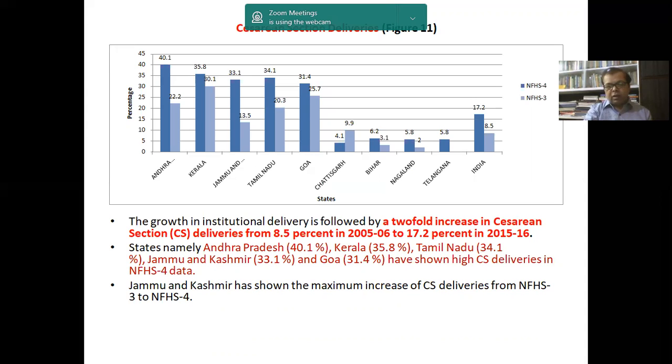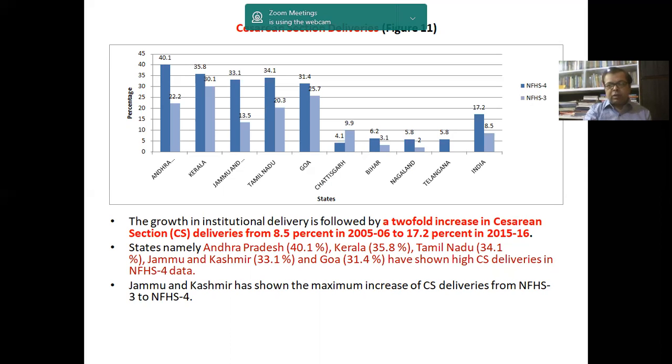Now, if you see this growth from 8.5% to 17.2%, it appears to be very nominal. But if you see these rates in some specific states, for example, Andhra Pradesh, Kerala, Tamil Nadu, Jammu and Kashmir, and Goa, we find that these rates are very high. In Andhra Pradesh, 40%, Kerala 35.8%, Tamil Nadu 54.1%, Jammu and Kashmir 33%, Goa 31%. So this proportion is actually very high.